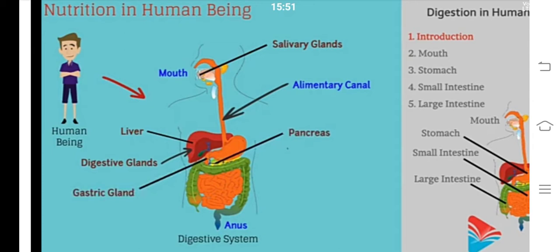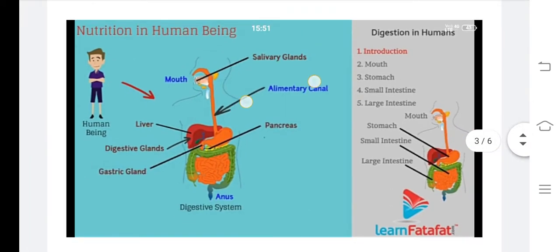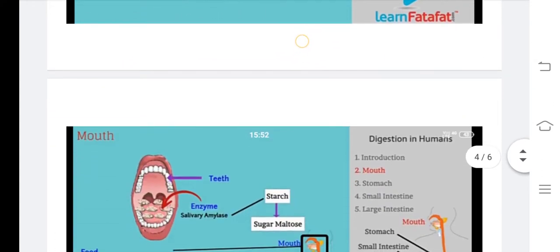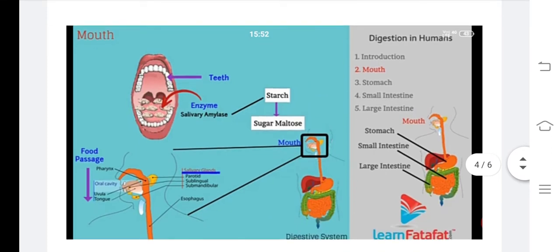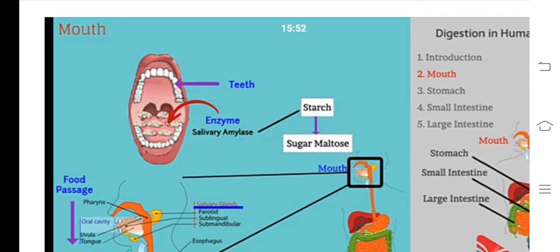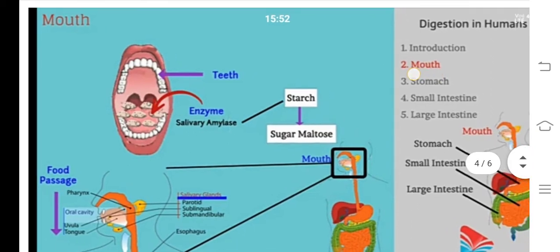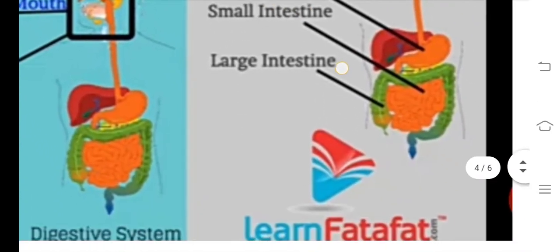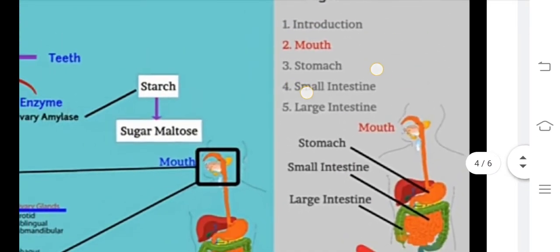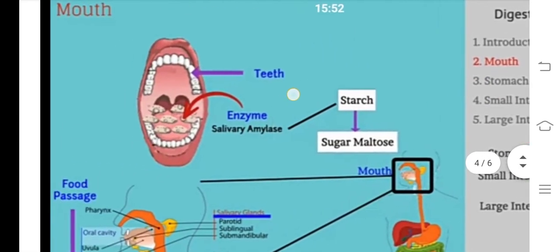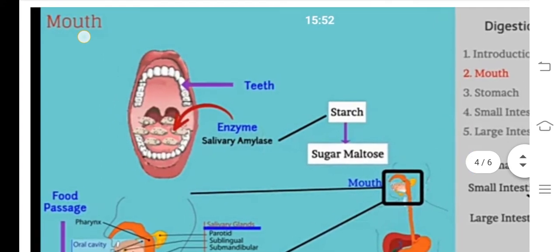Next, what are the parts of the human digestive system? Please draw the diagram in your classwork. Let us understand the organs of our digestive system. First one is mouth. Second, esophagus, stomach, small intestine, large intestine, and anus. These are the organs involved in our digestive system. Let us understand one by one. Which is the first part, children? Yes, mouth.